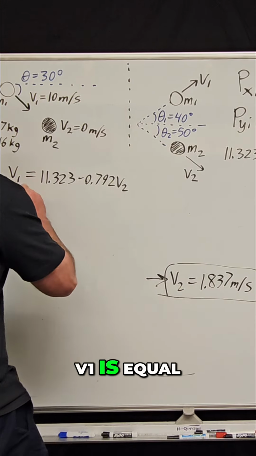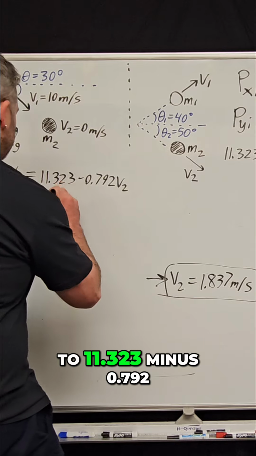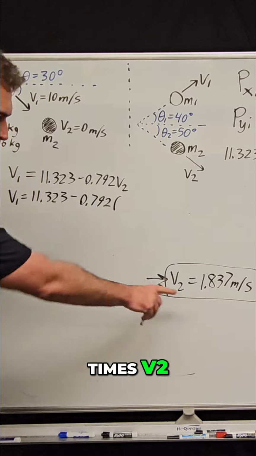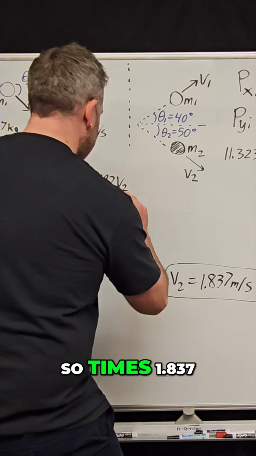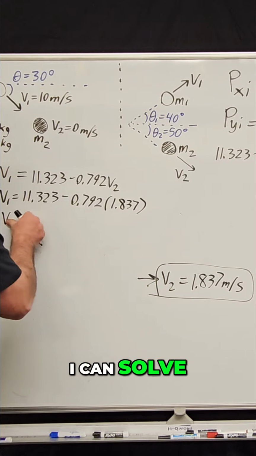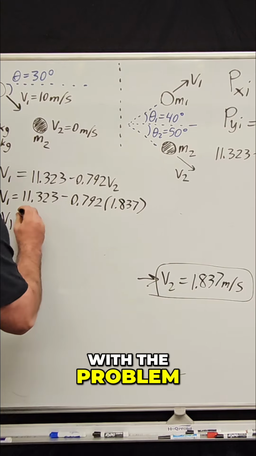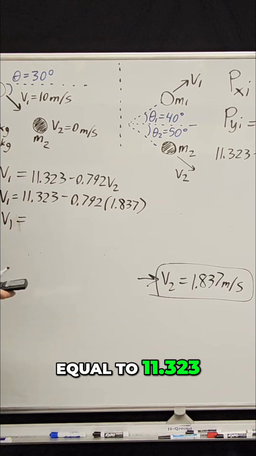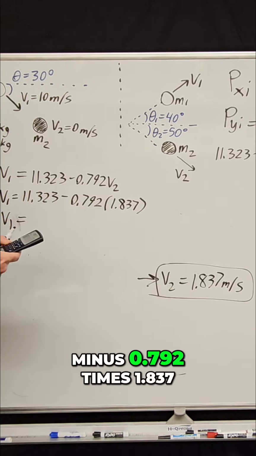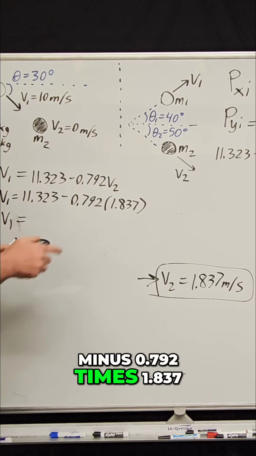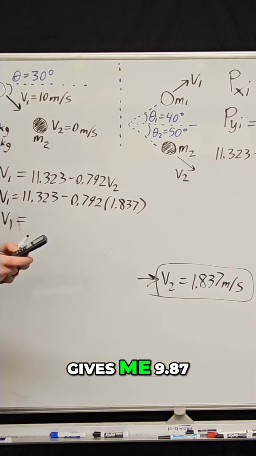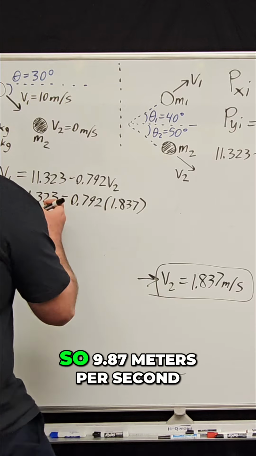So we have V1 is equal to 11.323 minus 0.792 times V2, which is 1.837. So times 1.837. And so now just simplifying, I can solve for my V1 and I'll be finished with the problem. So V1 is equal to 11.323 minus 0.792 times 1.837. And that gives me 9.87.